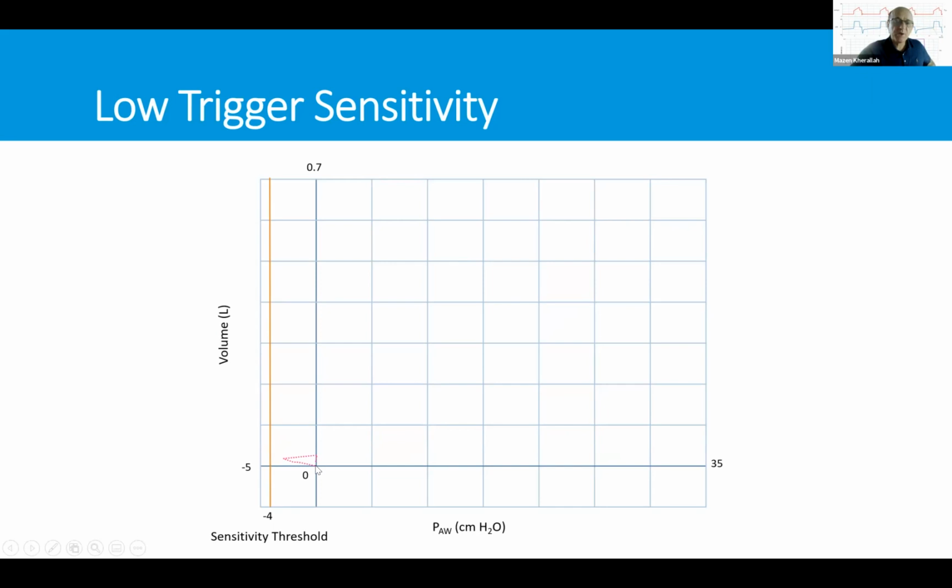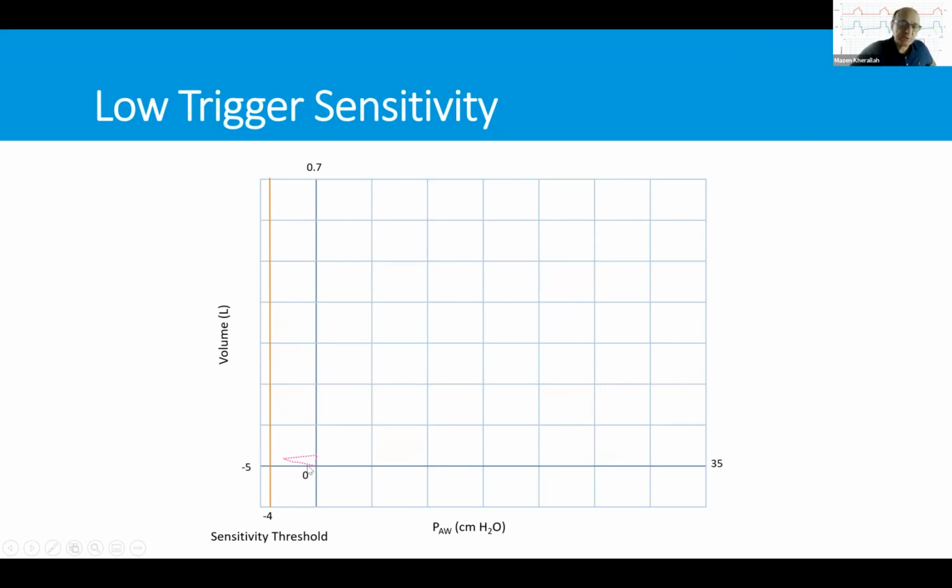You can see the patient tried to decrease the pressure and delivered a little bit of volume, but he did not trigger the ventilator. Why? This is the sensitivity threshold. This is the trigger level, which is -4 centimeters of water.